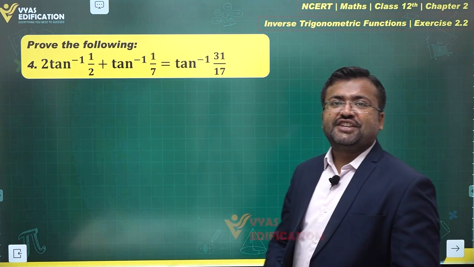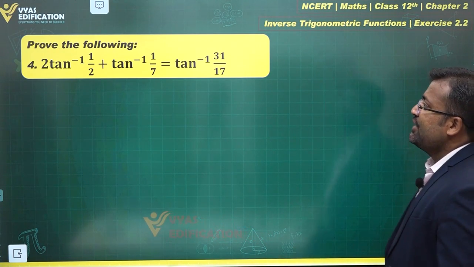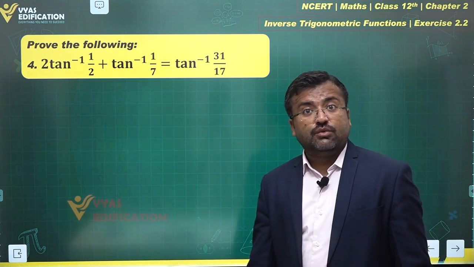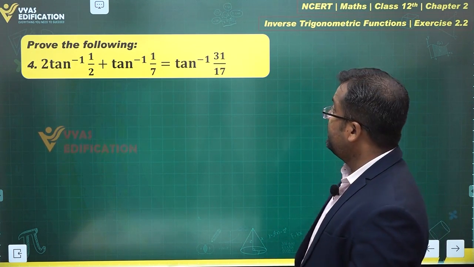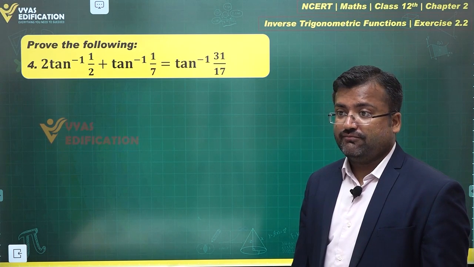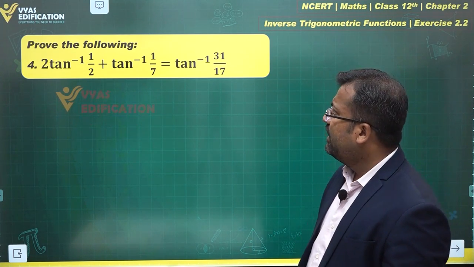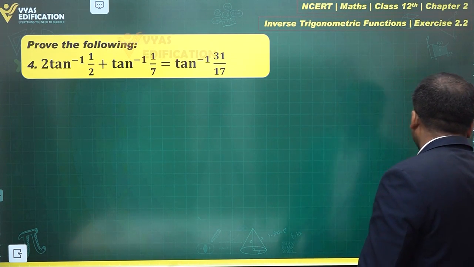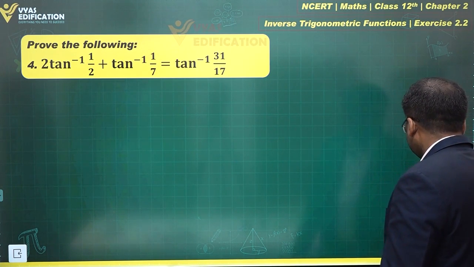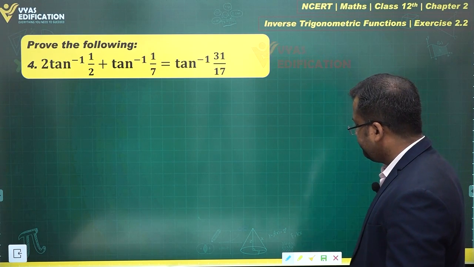Let's solve this question next. What does the question say? 2 tan inverse 1 by 2 plus tan inverse 1 by 7. Okay, there are a lot of tan inverse terms on the left hand side, but there is a single tan inverse on the right hand side. So what are we supposed to do over here? We'll have to combine these tan inverse terms to simplify the result. Let's do it.